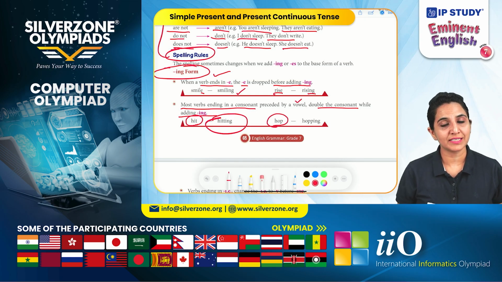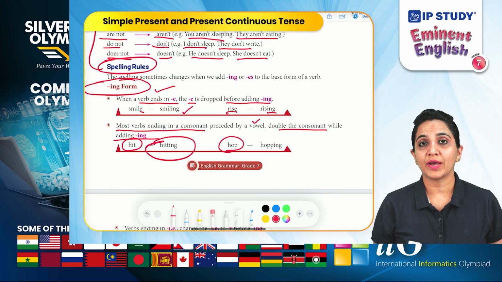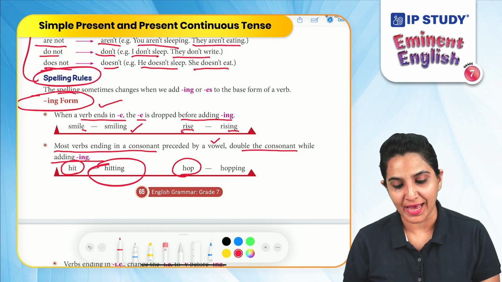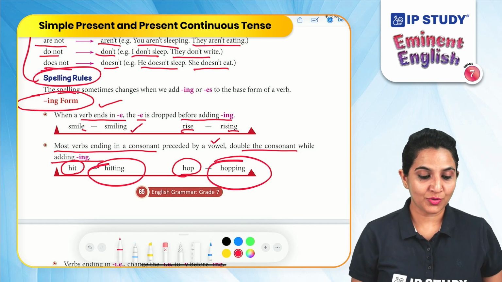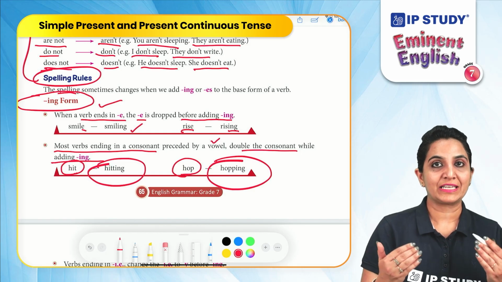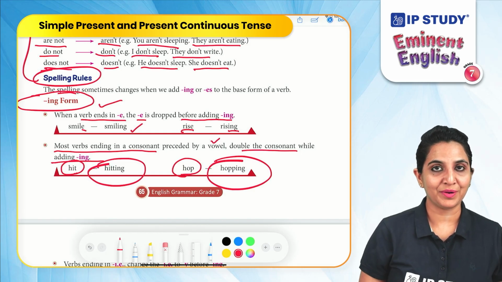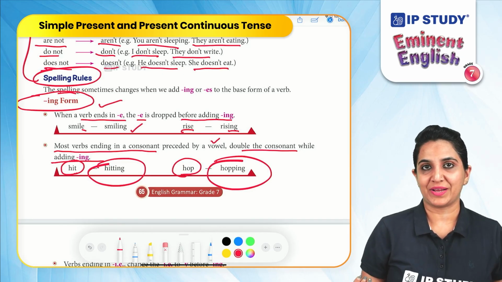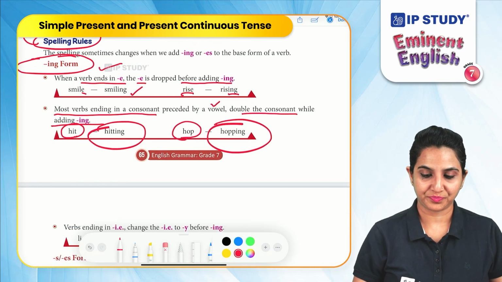Ending with the consonant, so just double the consonant: hop becomes hopp, and you add ing. So this is the spelling rule with the ing form. Always remember that most of the time this is used in the present continuous tense.